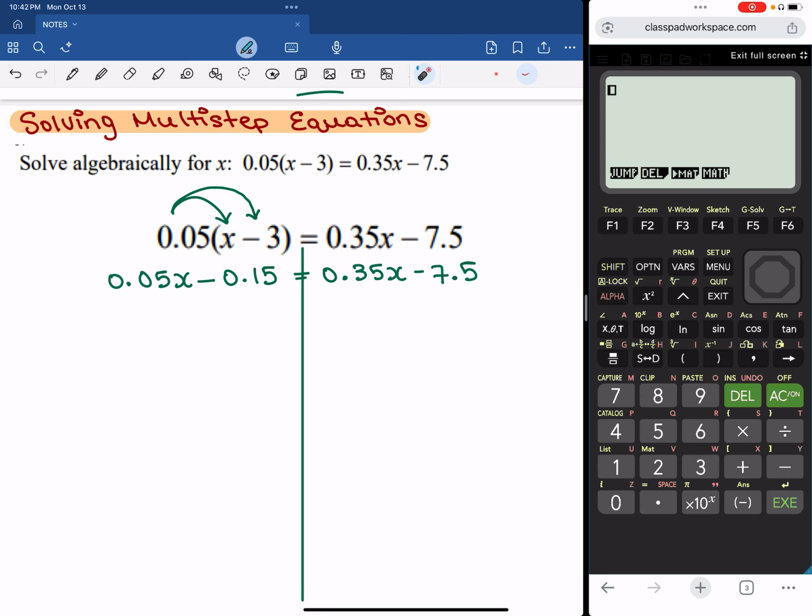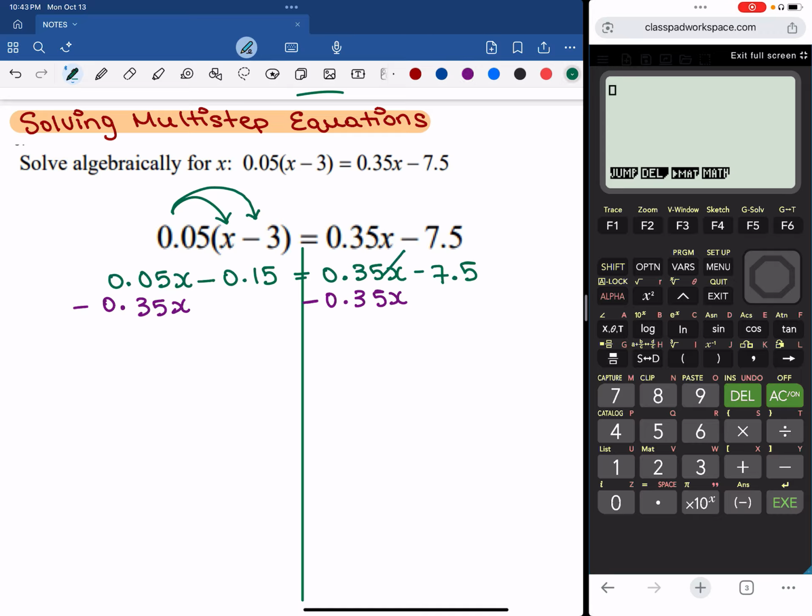To do that, we're going to do the inverse operation. This 0.35 is positive right now. It is added to the right side. The inverse operation, or the opposite of addition, is subtraction. So to move the 0.35x over to the left side, I need to subtract 0.35x from both sides. So I'm going to subtract 0.35x from the right side. And whatever you do to one side, you do to the other side. So I'm going to subtract 0.35x from the left side as well.